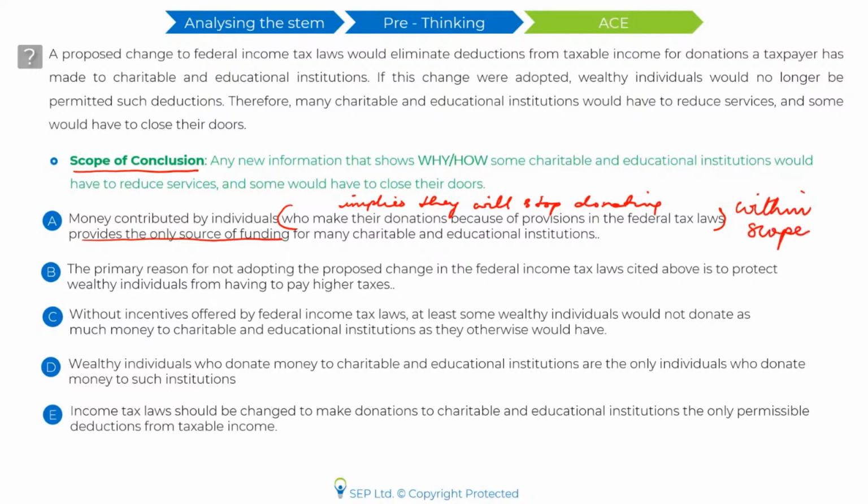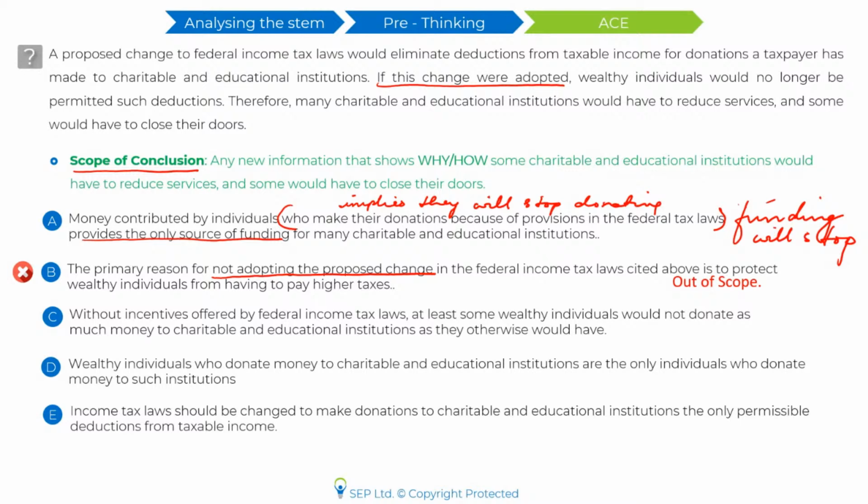A is within scope. It's telling me funding will stop, right? So let me write this. Because if this is the only money, if this is the only source, then funding will stop. And if funding will stop, the institutions will have to stop work. So A is on hold. Primary reason for not adopting the proposed change. Now, are we talking about a scenario where we are not going to adopt the proposed change? No. We are going ahead with the idea that if the change were adopted. So B is anyways out of scope. I'm not going to waste time on it further.